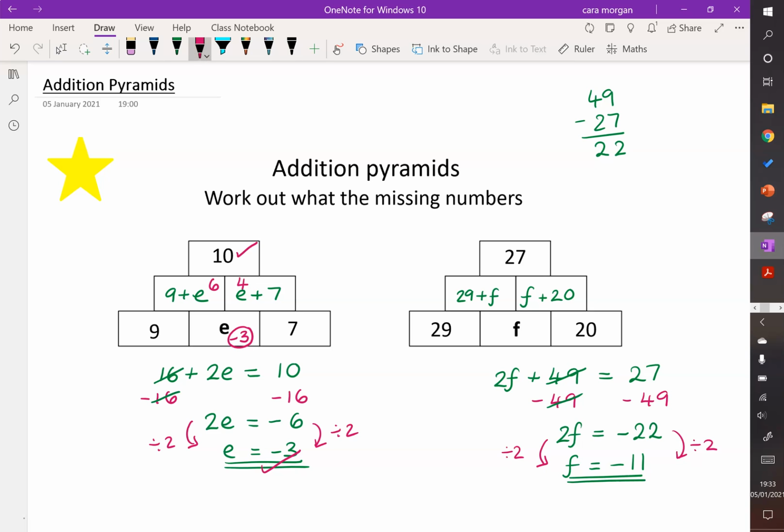Okay, a good mathematician would carry on working, go on to the next question, but not me. I want to make sure that I've identified any mistakes. I want to be better than just a good mathematician. I want to be a really good mathematician. If F was negative 11, 29 subtract 11 is going to be 18. Negative 11 add 20 is the same as 20 subtract 11, which is 9. And if I add 18 and 9 together, I get 27. Yes.